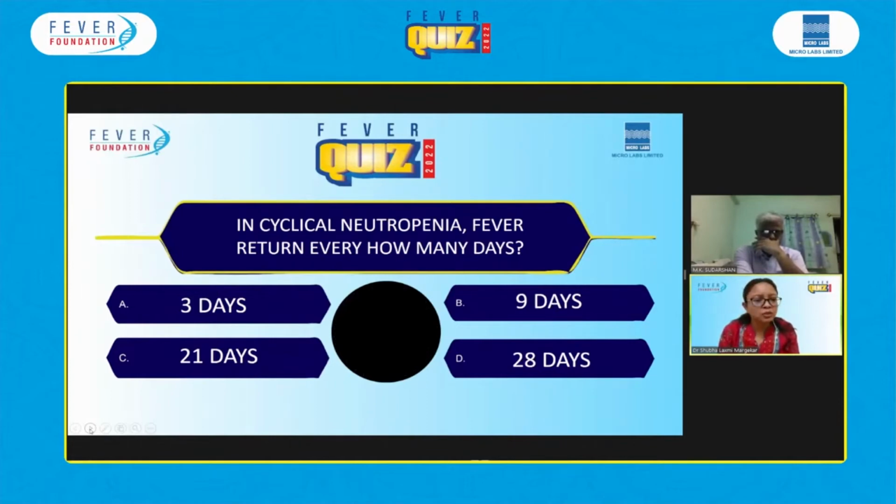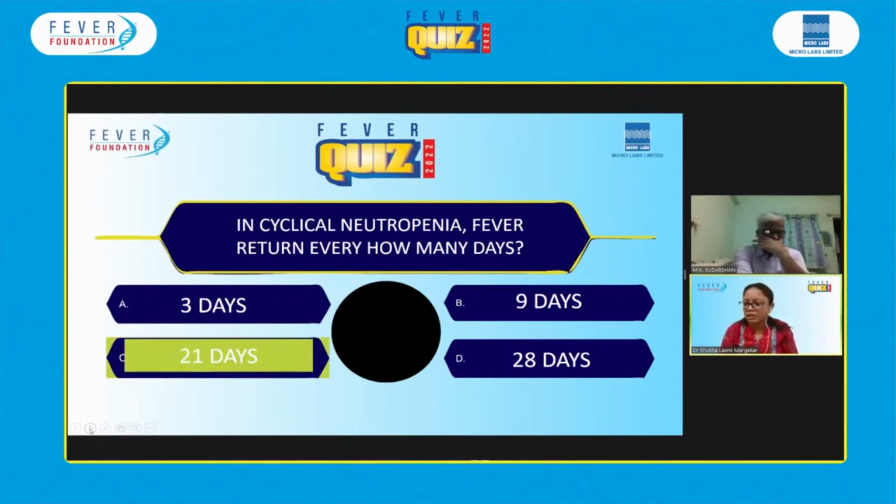So time is almost over. This neutropenia term we are very well aware of, but what is this cyclical neutropenia? So this we will see. Computer Ji, can we have the correct answer first? Okay, so 21 days. So what is this cyclical neutropenia?